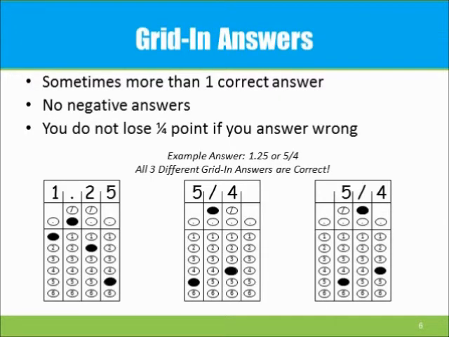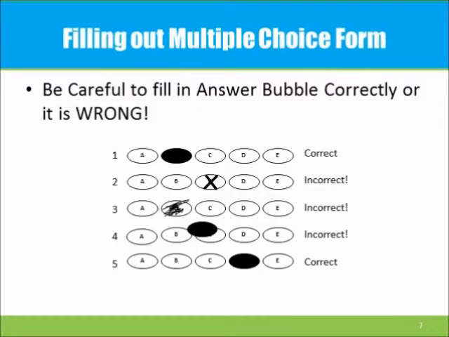Grid-in answers are also part of the SAT. There are about 10 of them, and you have to write in your answer. They could be in a decimal point or a fraction, so make sure you fill it out correctly. There are no negative answers, and you will not lose points for these questions if you get them incorrect, so try to answer all of them. Make sure that when you fill out the multiple choice form, that you answer it correctly by bubbling in the little oval correctly. If you don't fill it out correctly, it will be considered incorrect.